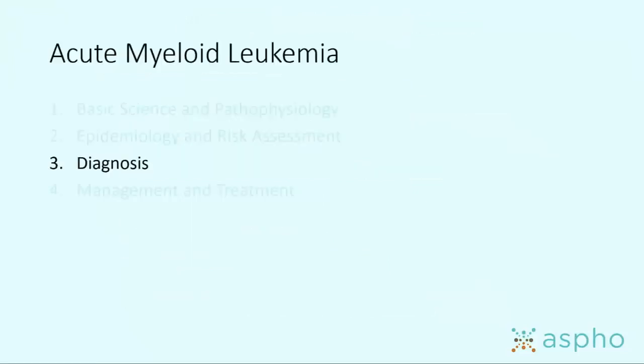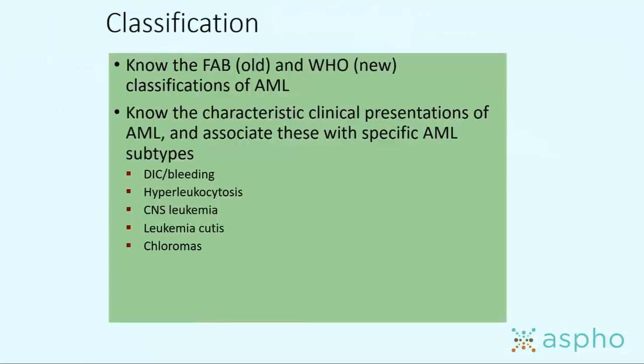Okay, how do we diagnose AML? Well, there's a classification, and I've been talking about FAB, and I'm going to talk about that now, and then relate it to the newer classification, which is the so-called WHO classification that I mentioned at the very beginning. And then also, it's important to know the characteristic clinical presentations of some of the subtypes of AML, and so we'll discuss that in this next section.